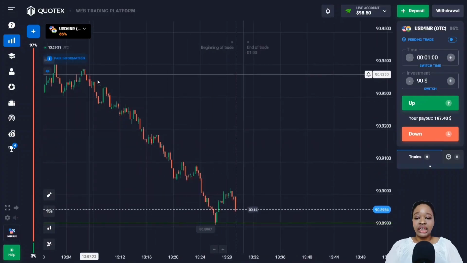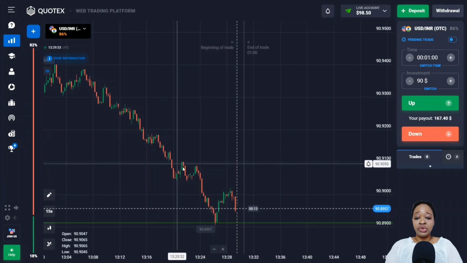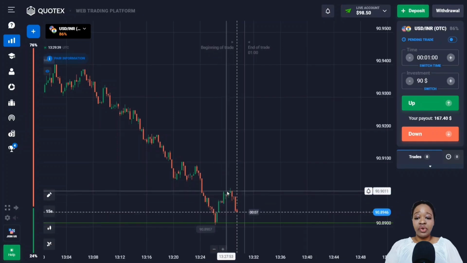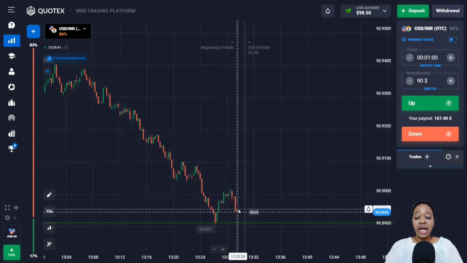So here you can see that there was a good and confident downtrend, and also I can see that there was the level of support here. You can see that after touching the level, there was an upward pullback, and after this pullback you can see that the price turned around and is approaching our level again.